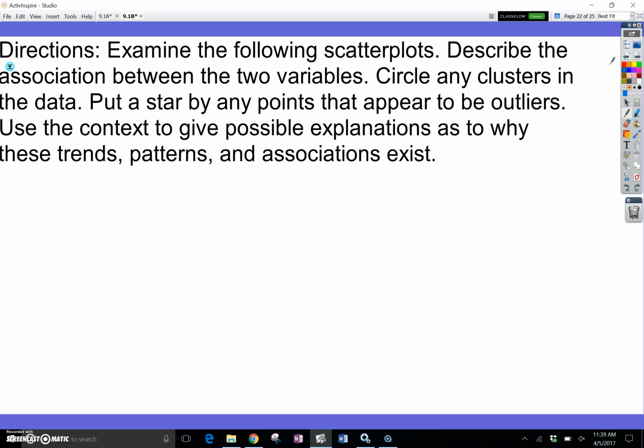So what I want you to do is examine the following scatter plots and describe the association between the two variables. Circle any clusters in the data, put a star on any points that appear to be outliers, and use the context of the given problem to give a possible explanation on why those trends, patterns, or associations exist. So, let's go ahead now and look at this.